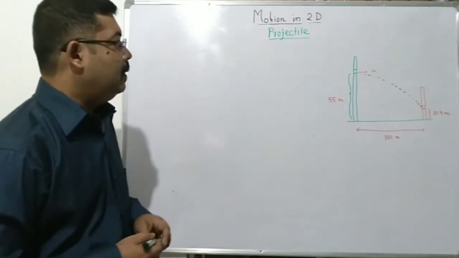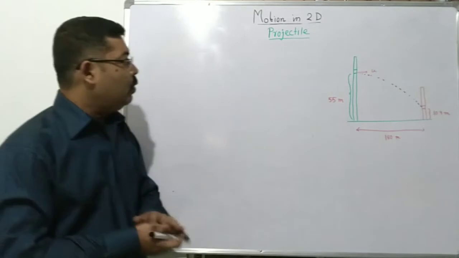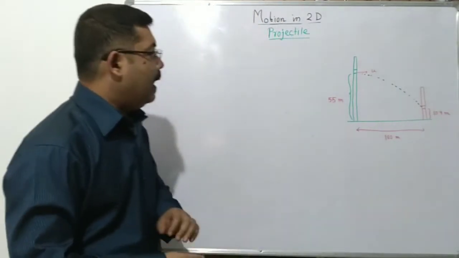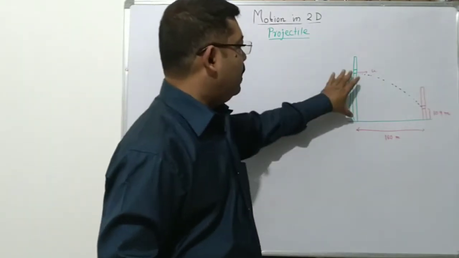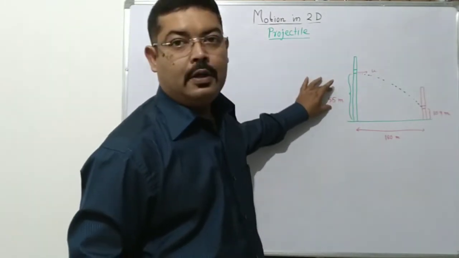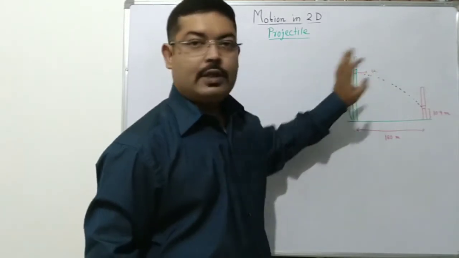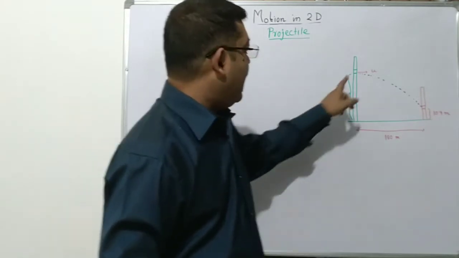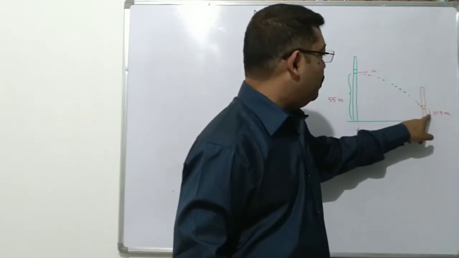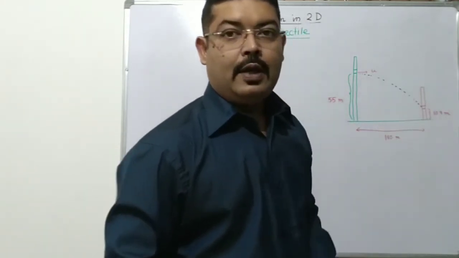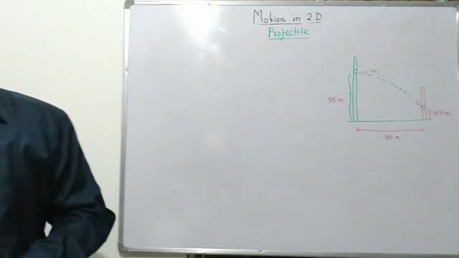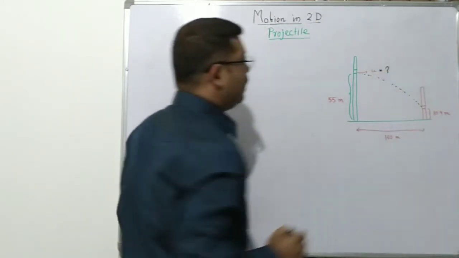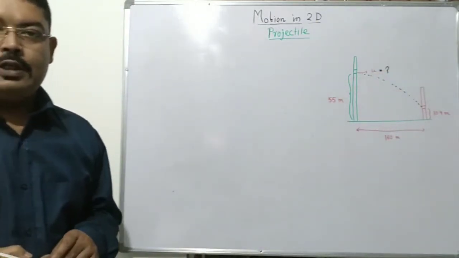The first problem states that there are two tall buildings separated by a distance of 180 meters, and there is a window in the first building at a height of 55 meters. An object is thrown with certain velocity u from this window towards the second building, and it just enters a window in the second building which is at a height of 10.9 meters. We are supposed to find the speed or the velocity with which the object must be projected.